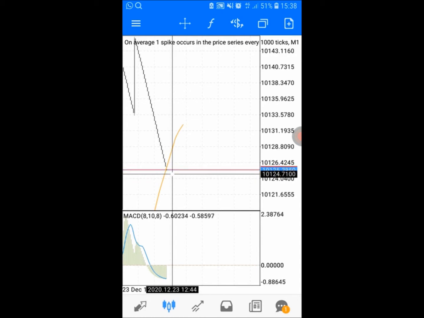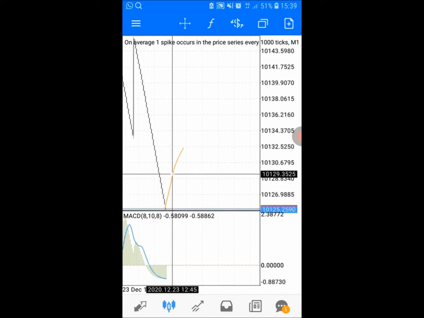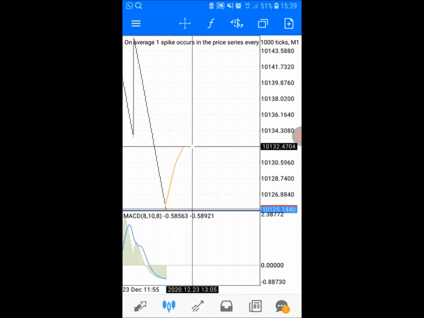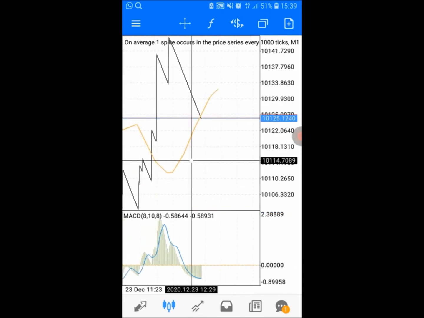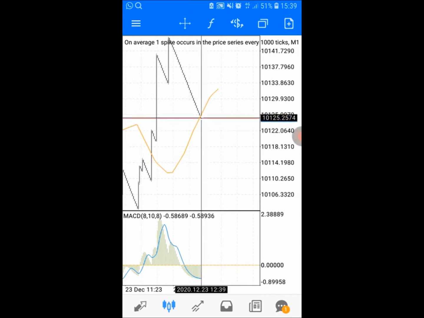But an important note, the MACD should be below the 0.0000 digits. As you can see here, it is a perfect entry to take a trade. Okay, it's a very perfect entry.